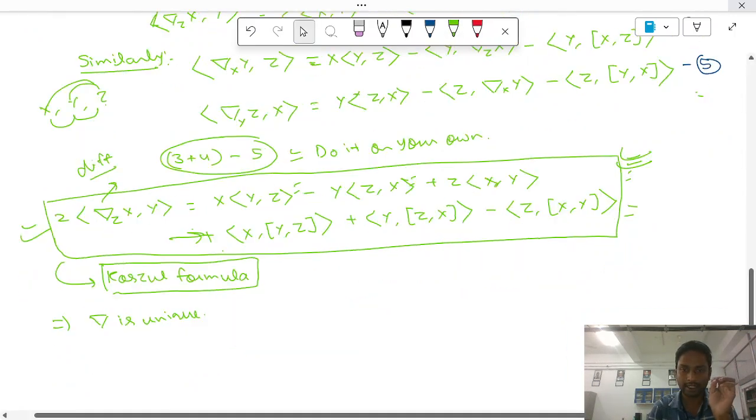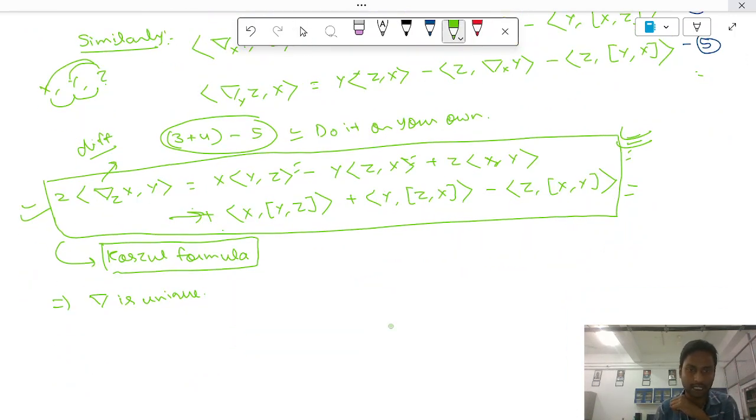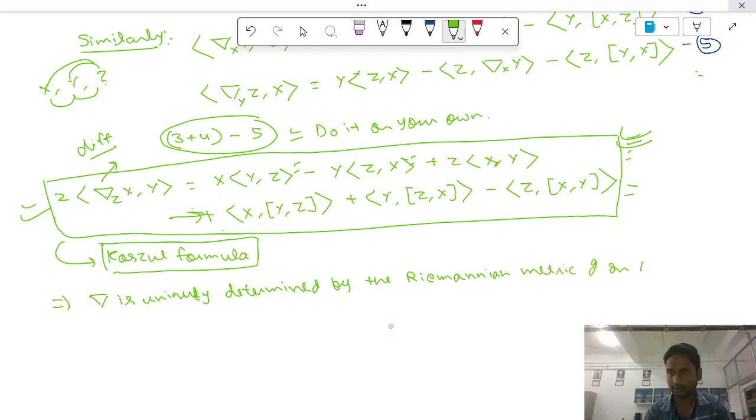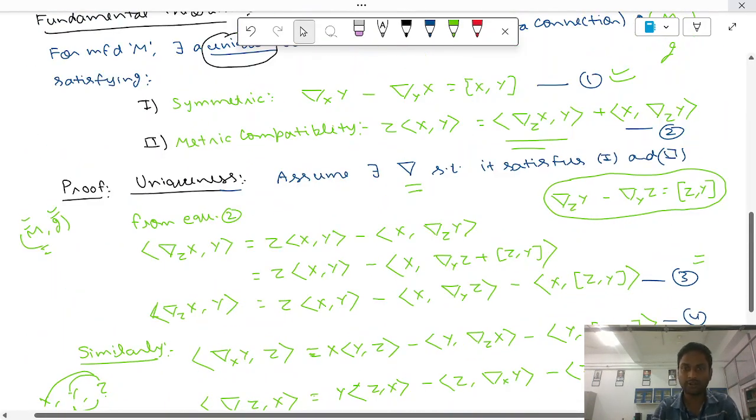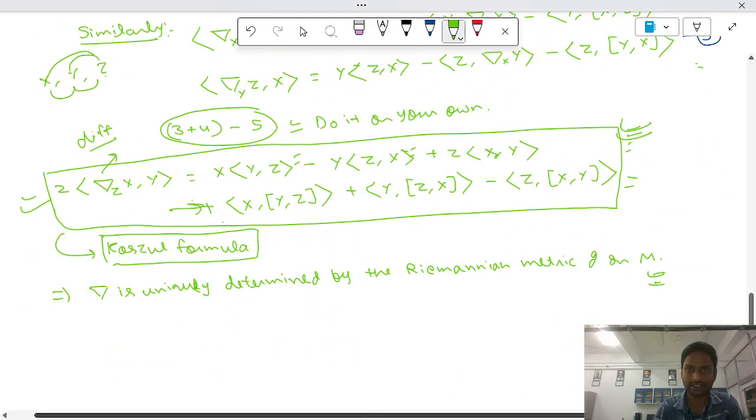Okay, so let me write down the complete statement so that you can remember. This formula gives you that nabla is uniquely determined by the Riemannian metric g on M. Okay, so our uniqueness part is done. I hope there is no problem up to here. Now what we need to do is the existence part. How do we do that? So let's do the existence part.